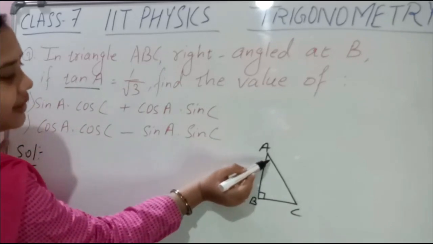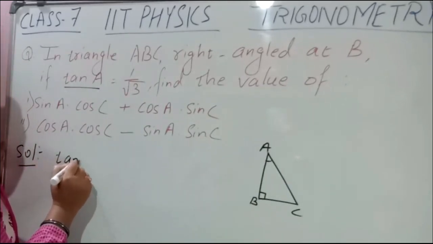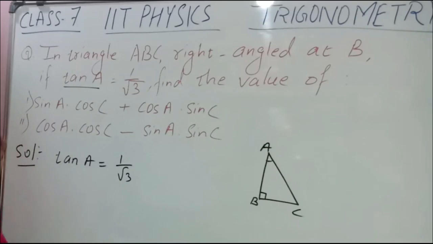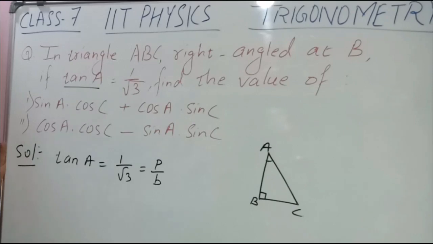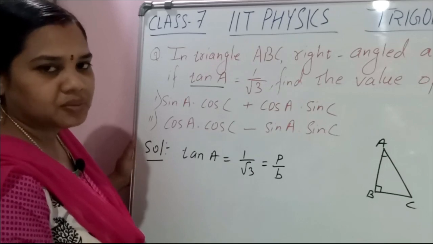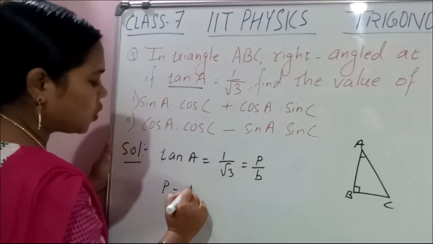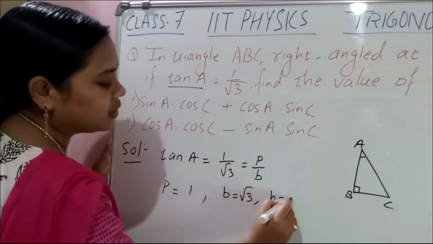It means angle A is the angle of reference. Tan A value is given as 1 by root 3. Tan theta is equal to what? It's P by B, the ratio between perpendicular and base. It means perpendicular is 1, and base is root 3. But H we don't have.